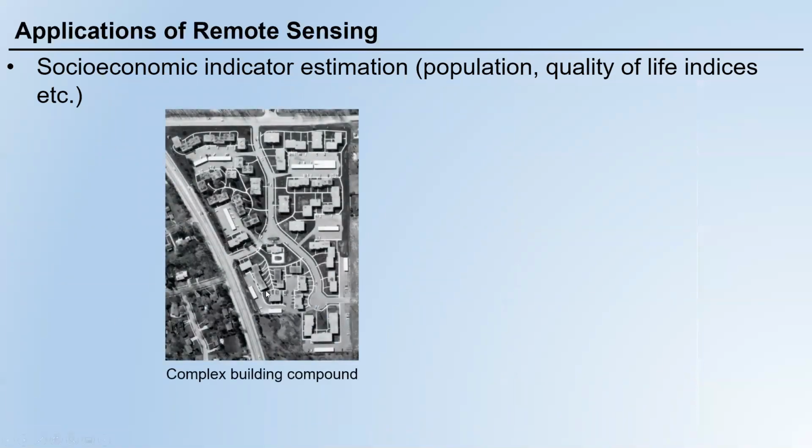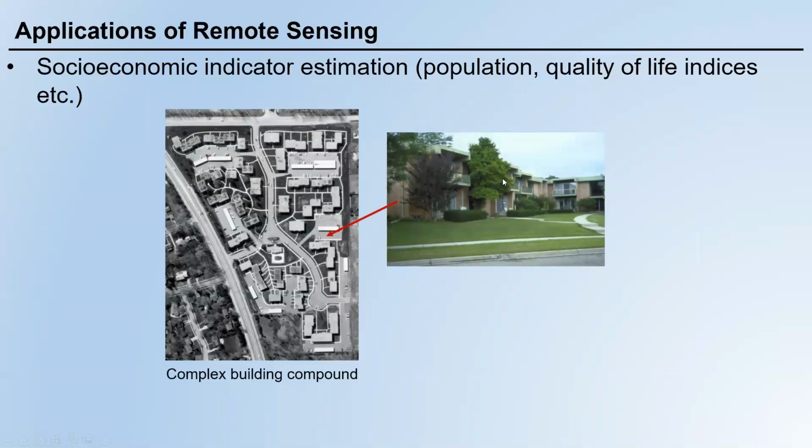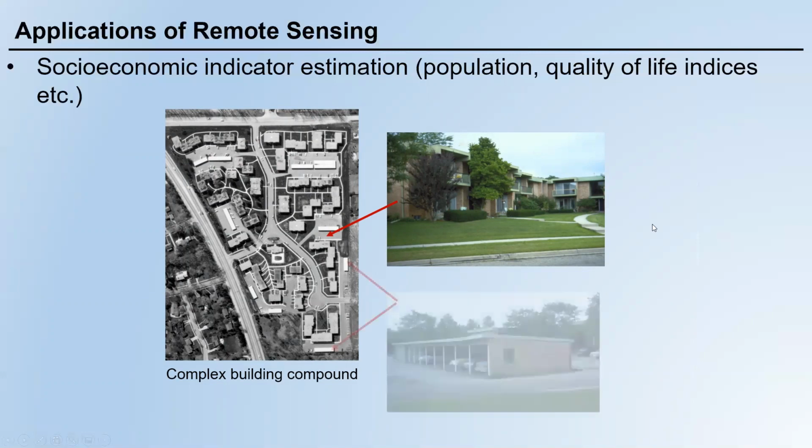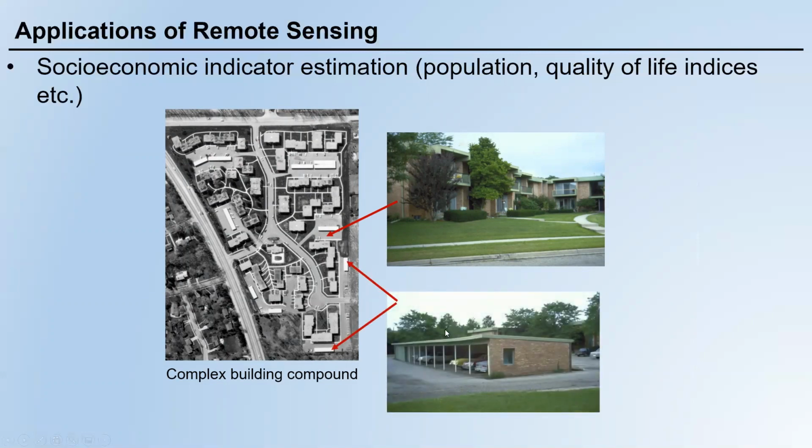For example, here is a complex building compound, right? We have roads, we have buildings, large buildings, small buildings. And based on ancillary data, for example, your experience or some urban planning data from local administration, you can differentiate different types of buildings here. Some of them are apartments, which means that there are people living inside. Some of these areas are garages, which means there are no people living in, it's just cars. So if we can differentiate different types of buildings, and we can estimate the average number of people living in each apartment within this area, then we can actually estimate the population of this area, right? Okay, so this is another application of remote sensing in social science.